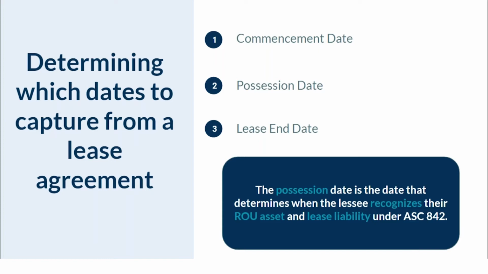Lastly, the lease end date. This is a bit more straightforward. This is the date the lease term ends. The lease end date may be extended if renewal options are exercised, but there's always a specific lease term, and then that specific lease term has an end date.